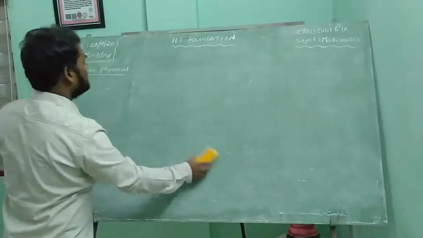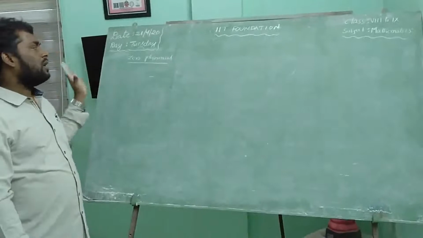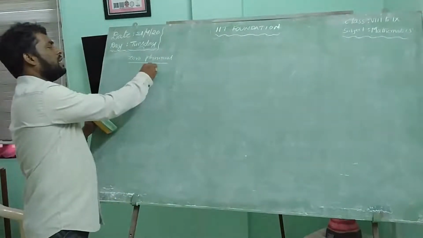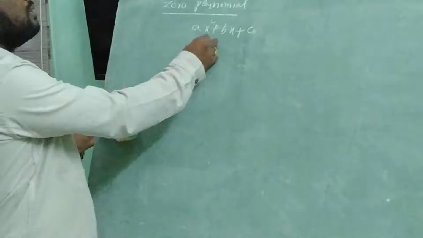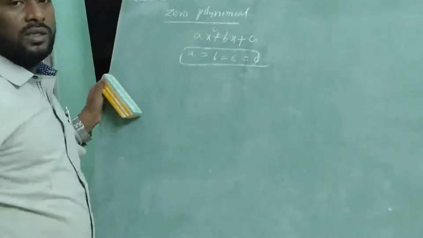Here there is a difference between zero polynomial and zero of a polynomial. Both are not the same. Zero polynomial means, if all the coefficients of ax square plus bx plus c, when does it become a zero polynomial? If a is equal to b is equal to c is equal to 0. All the coefficients are equal to 0.